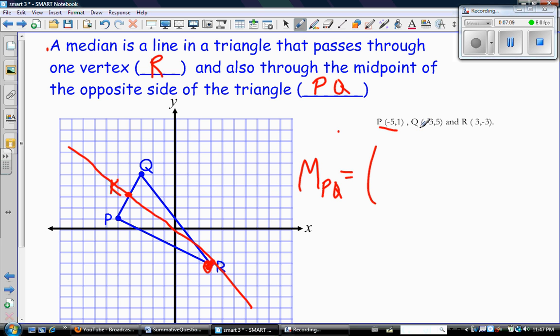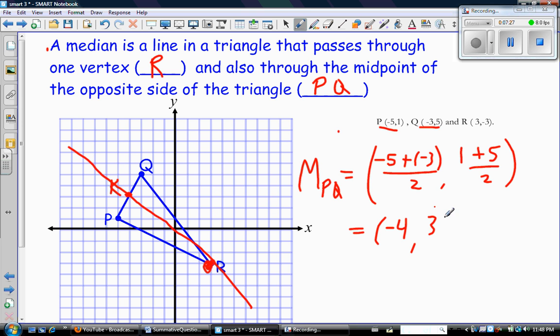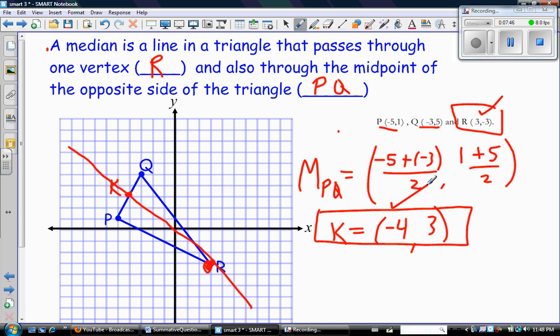So here's point P, here's point Q. So x1 plus x2 divided by 2, y1 plus y2 divided by 2. That gives me -8/2 and 6/2. So this is what we're calling point K. And again, my graph is there to really help me make sure it makes sense. Boy, that sure makes sense, right? So there's point K. And this red line goes through K and R. So here's point R. So I now have 2 points, and I want to find the equation of the line. So again, let's go to the next page.